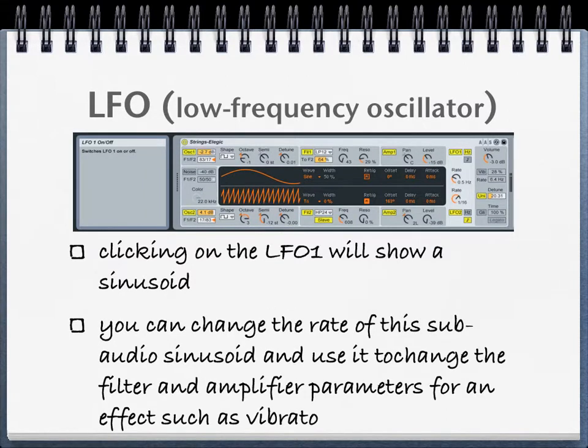The low frequency oscillator, if you click on LFO1, what you'll see in the window is a sinusoid, sub-audio sinusoid, whose frequency you can change. And this sub-audio sinusoid can be used to affect amplifier parameters so that you can have a vibrato.